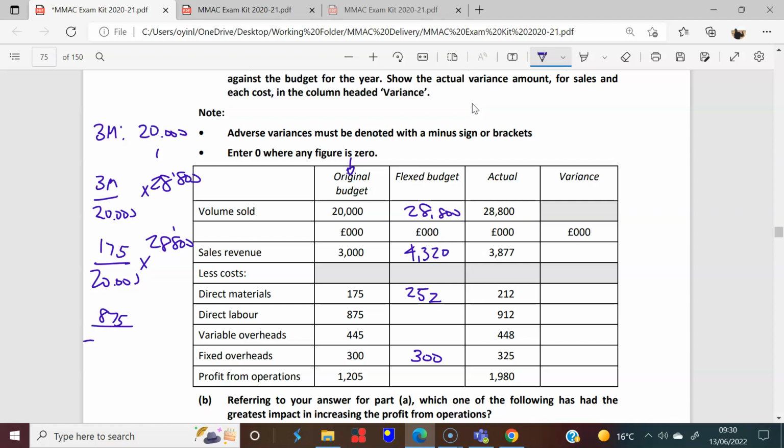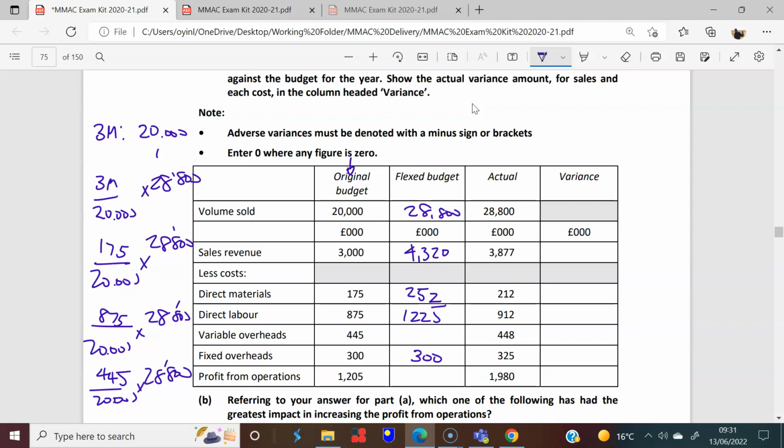875 divided by 20,000 times 28,800. That's 1,225. And finally here you have 445 divided by 20,000 times 28,800.